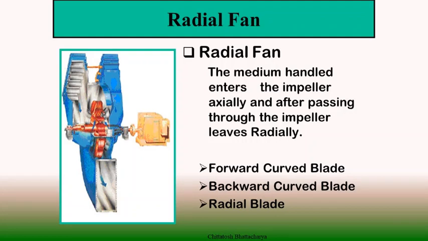Radial fans may be of three types: forward curve blading, backward curve blading, and radial blading or straight blading. This classification is based on how they are curved, in terms of the tangent drawn at the tip of the impeller blades, whether it is making an acute angle with the direction of flow, or an obtuse angle with the direction of flow, or 90 degrees with the direction of flow.